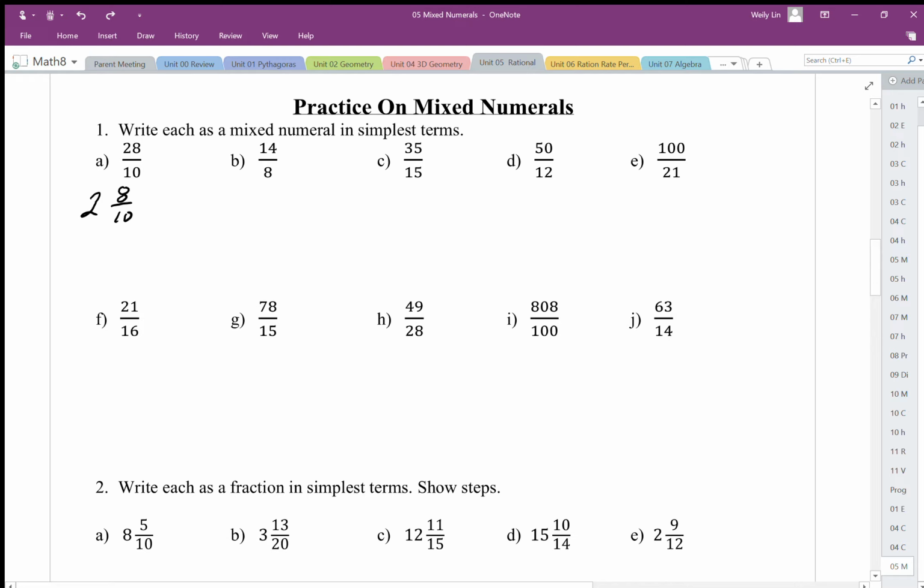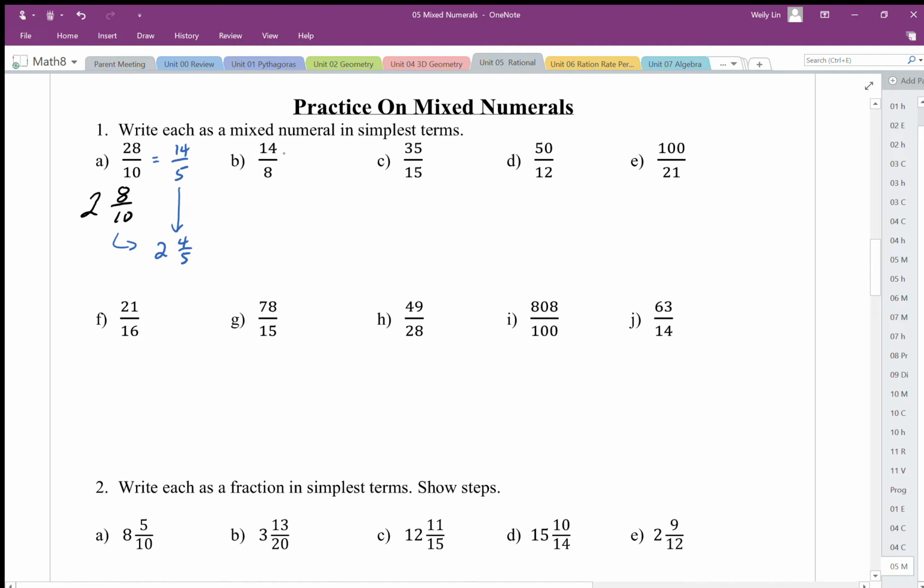Now, what is always a good idea is to reduce fractions. So when possible, I should reduce this to 14 over 5 and then do the same thing. I'm going to divide 5 into 14. I get 2 whole parts and 4 left over. So I have 4 1/5 pieces left over. And that would be the same as if I simplified 2 and 8/10.